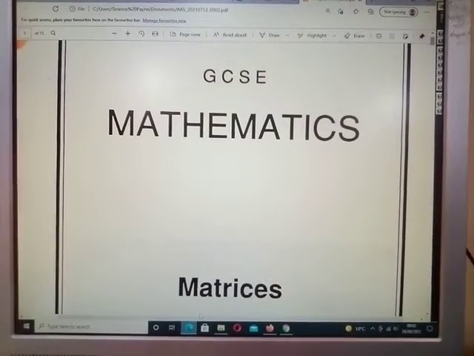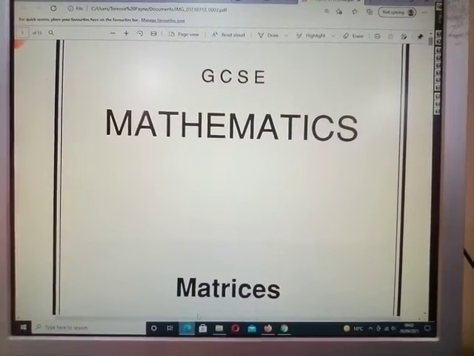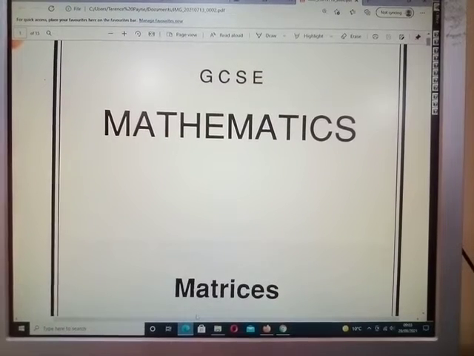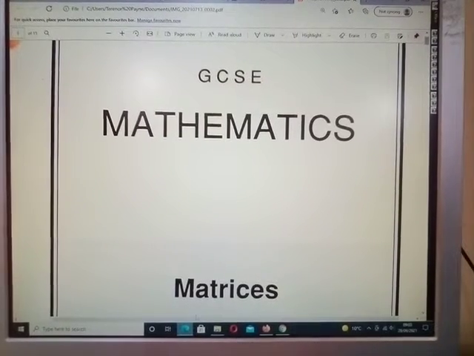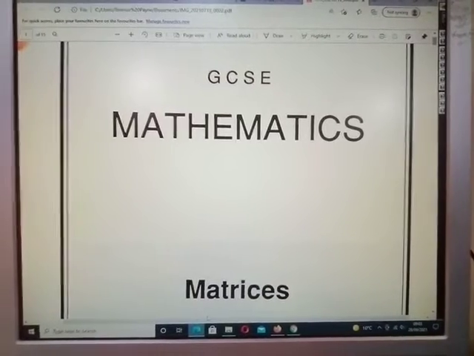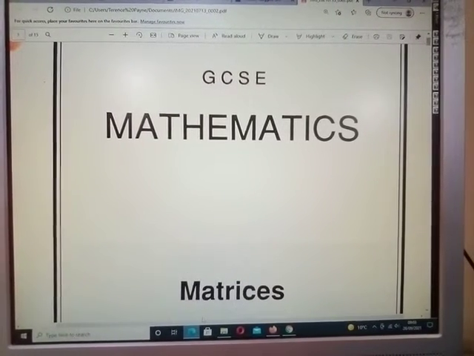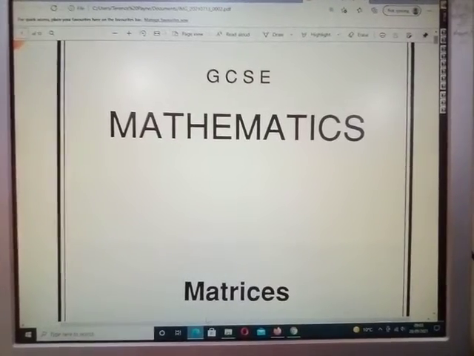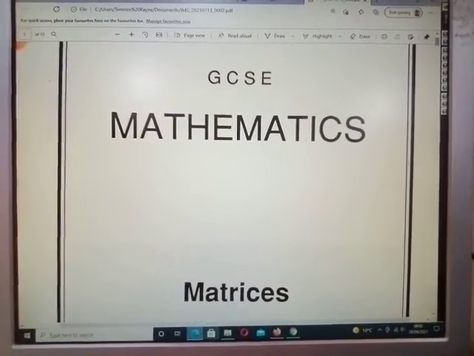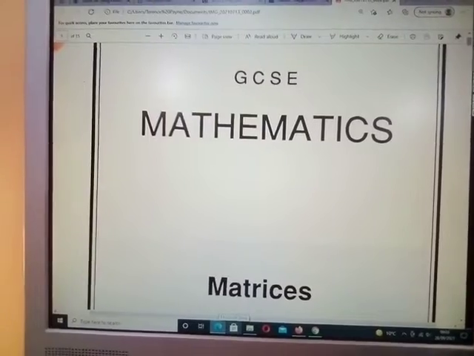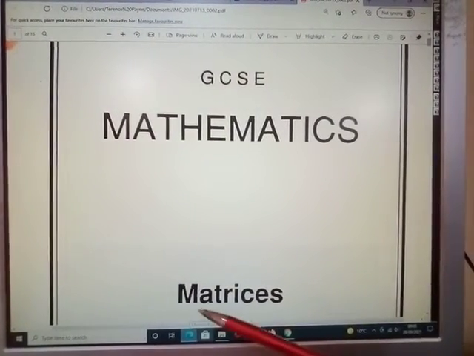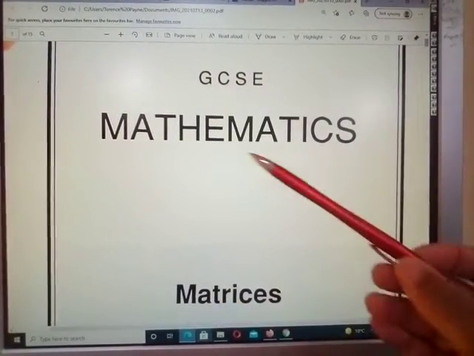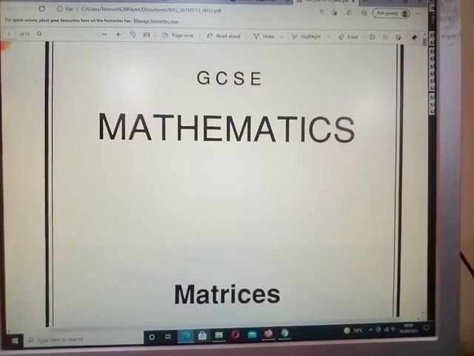Okay, welcome back. What I want to do is to look at mathematics matrices. The idea of this is to make us aware of the uses of matrices and how to resolve them. Again, here we're looking at matrices, mathematics at GCSE level.